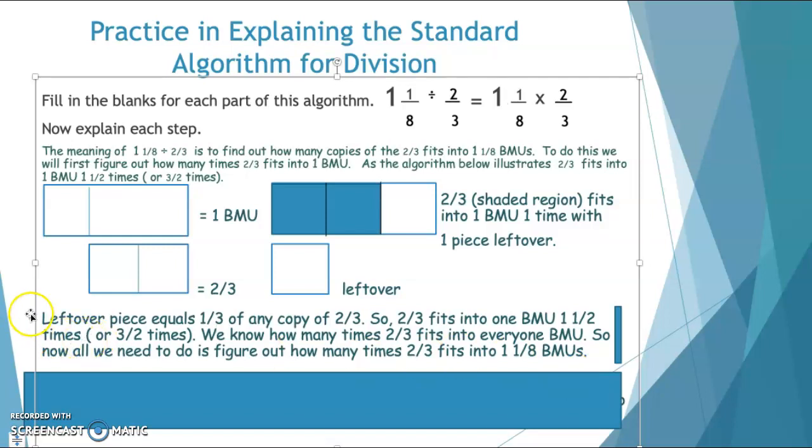So let's start over here. Leftover piece equals 1/3. Right. Or what kind of manipulatives would you use? Fraction strips for this? Would you use unifix cubes? We've talked a lot about different manipulatives. Let's start over. Leftover piece equals 1/3 of any copy of 2/3. So 2/3 fits into 1 basic measuring unit, BMU, 1.5 times, or 3/2 times.